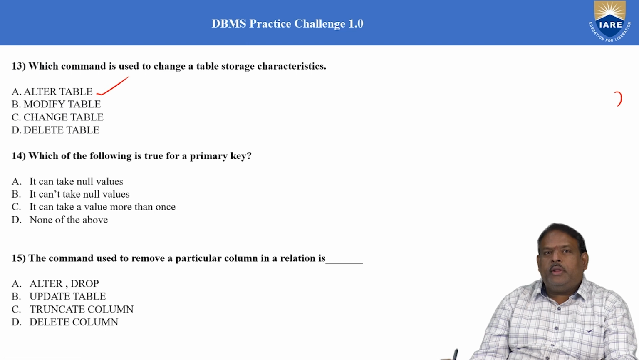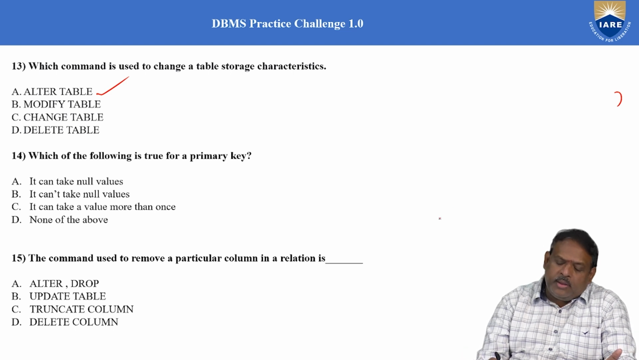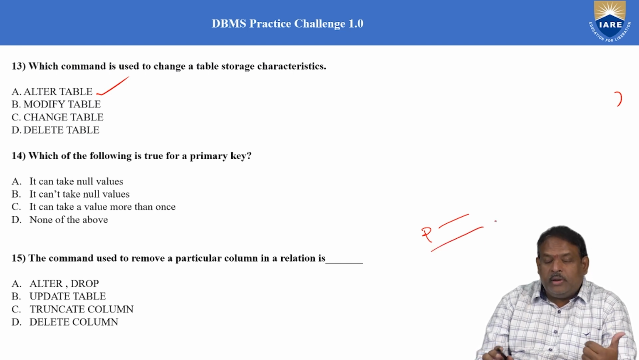Okay. 14th question: which one of the following is true for a primary key? We know that a primary key will not allow duplicate values. It will not allow null values.